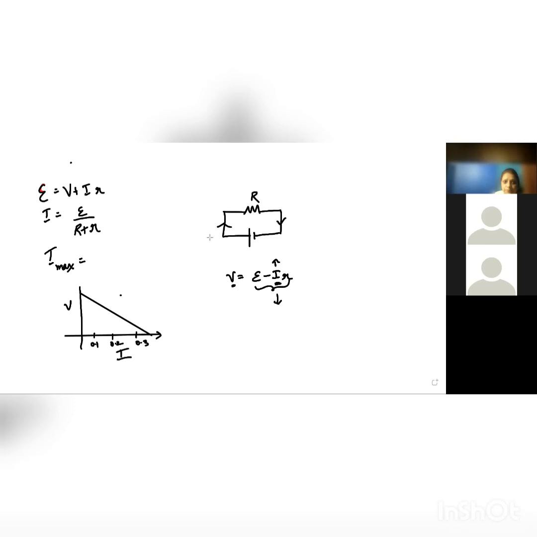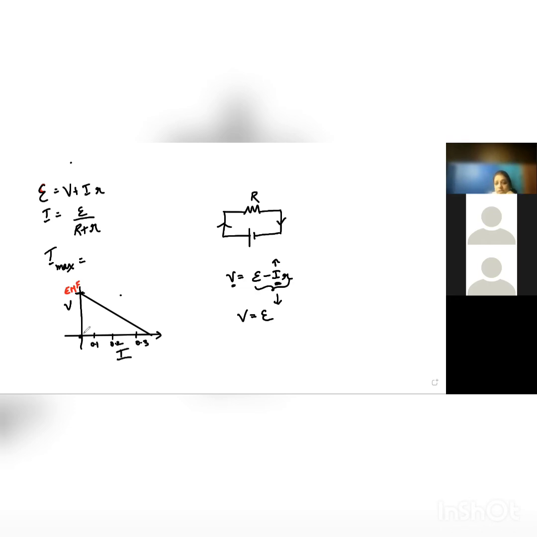Now, important: when I is equal to 0, this is the point where I is equal to 0, and see where it is on the graph. What is this value? Again, come to this equation, V is equal to epsilon minus Ir. Now I is equal to 0, so what is V equal to? Epsilon. What is epsilon? EMF. So this comes back to the definition. When no current is drawn from the cell, the potential difference across the terminals of the cell will give you the EMF. That's it.